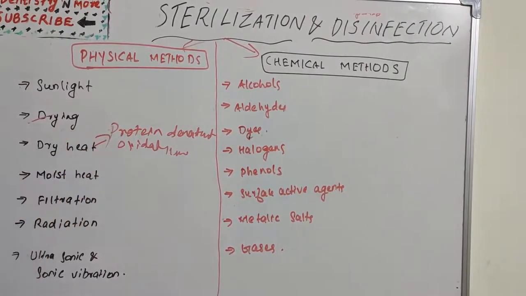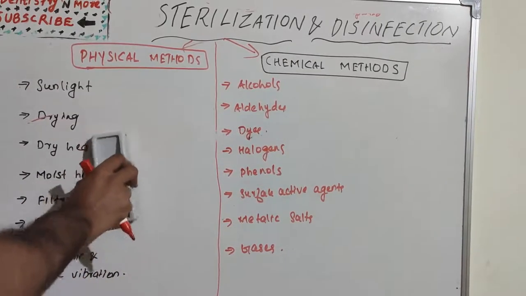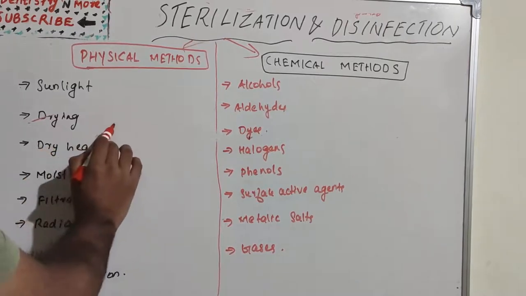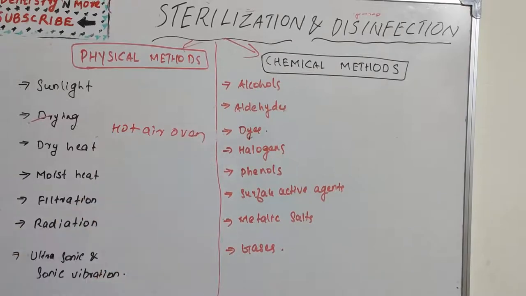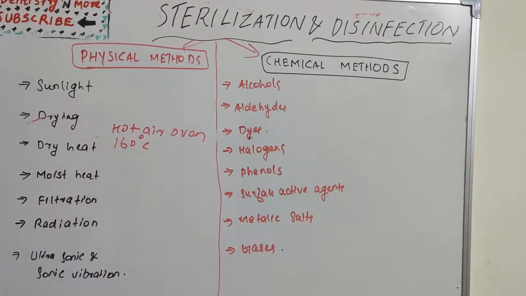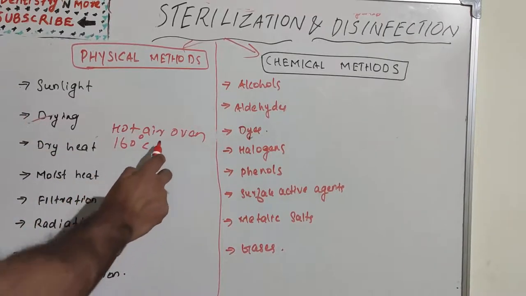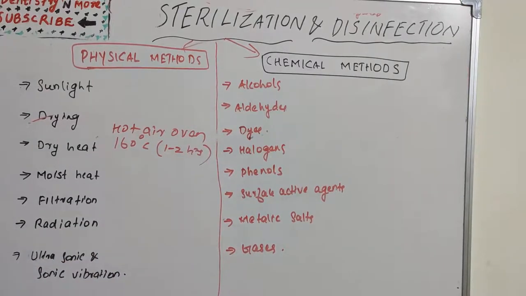So the most common one is the hot air oven. Hot air oven works on the principle of dry heat. It is a very widely used one, and it works at a temperature of 160 degrees Celsius or 320 Fahrenheit for 1 to 2 hours. Okay, so this is the dry heat principle working on protein denaturation and oxidative damage.